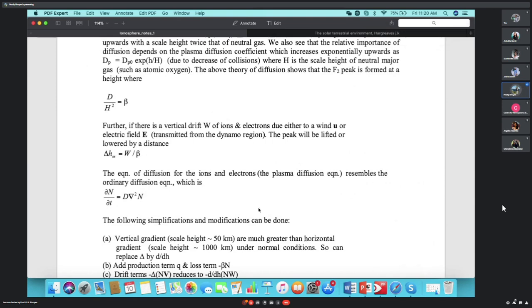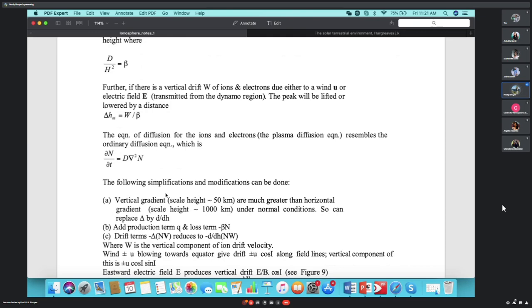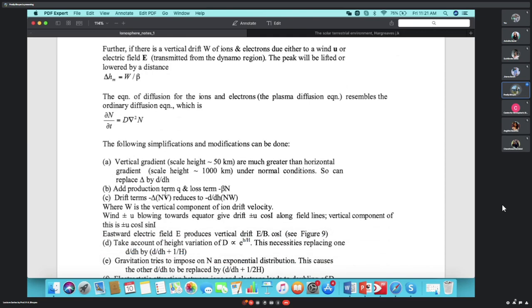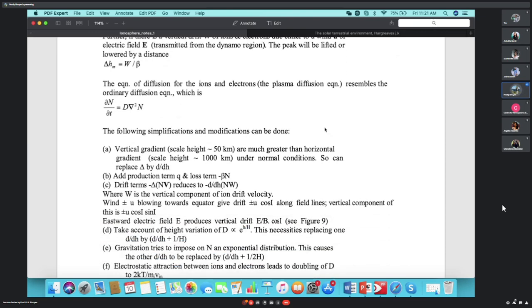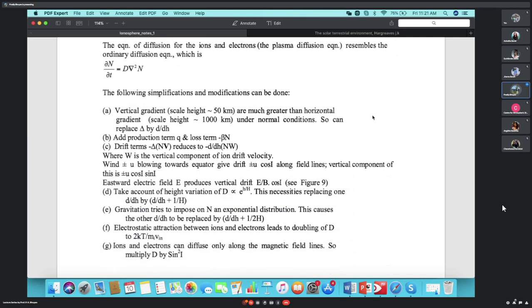So the equation of diffusion for the ions and electrons resembles the ordinary diffusion equation, del N del T is equal to D del square N. Now, from this equation, we may consider some simplifications or modifications, considering the processes which are involved.